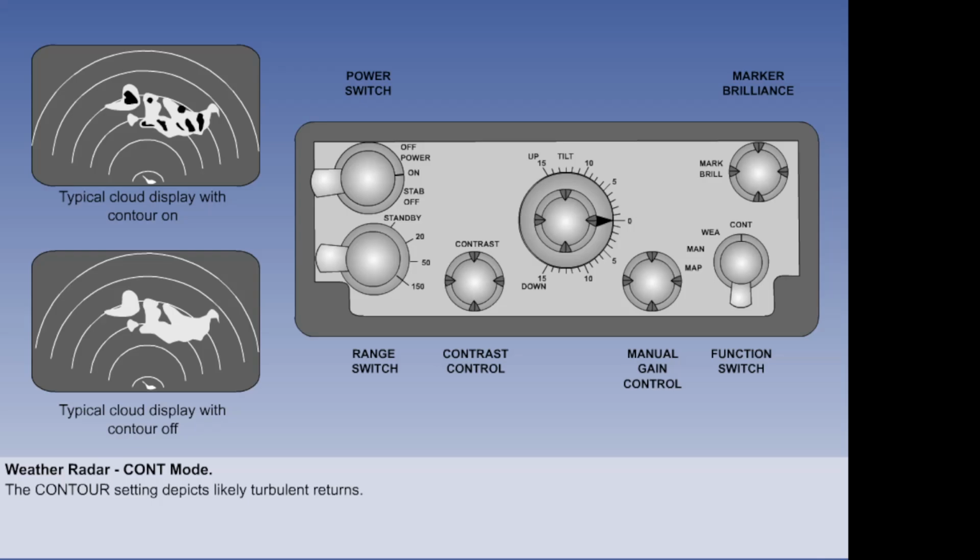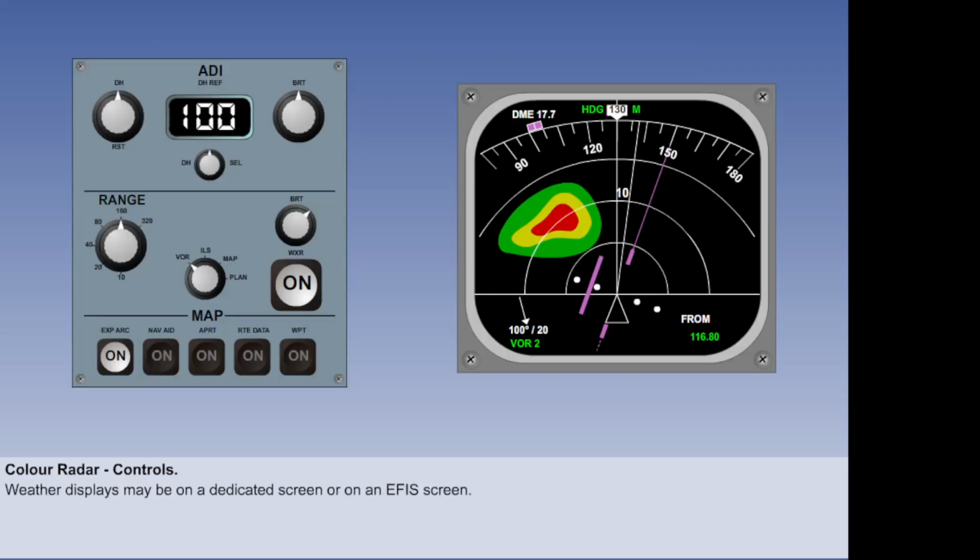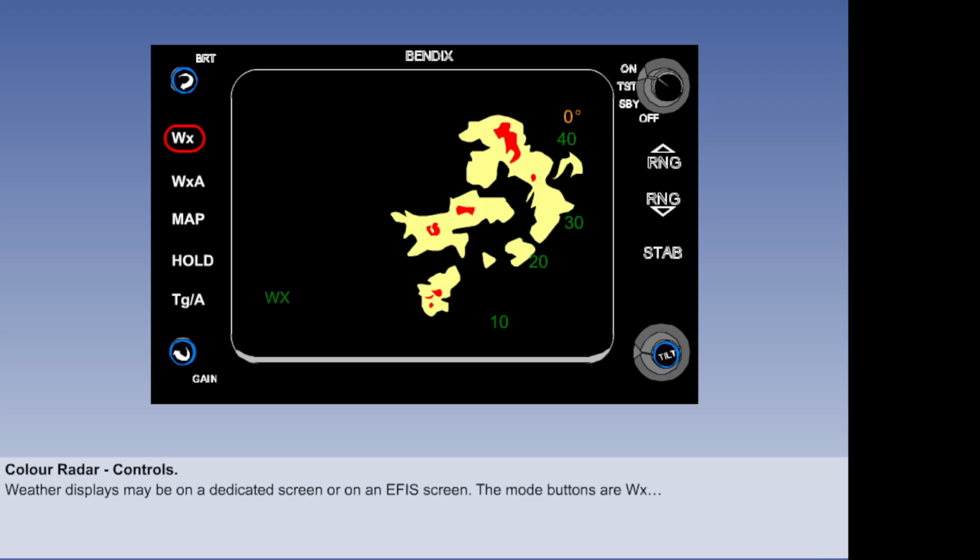The last of the function switch settings is the contour setting, which applies only to monochrome systems. It portrays in black the areas of most likely turbulence, like red and magenta on color radar. Modern color radar displays may be on a dedicated screen or shown on an EFIS display with other information. The buttons used for selecting functions are Weather, Weather plus Turbulence, which is shown in magenta, and Variable Gain Control for the mapping function. The gain control is automatic in all other modes.